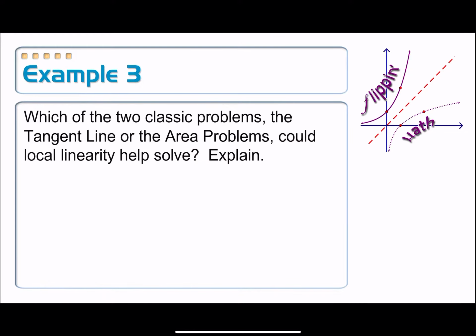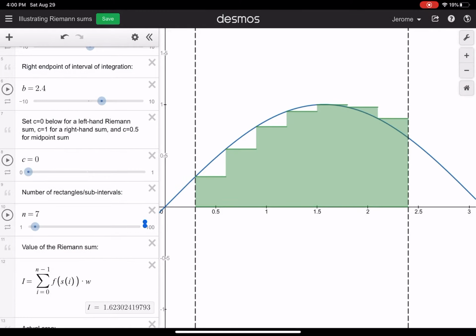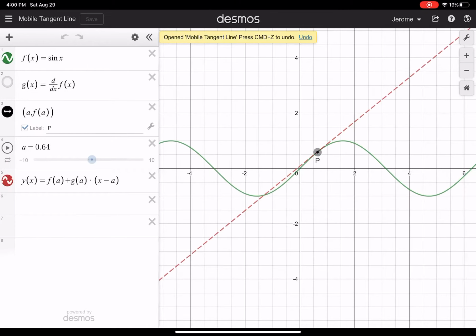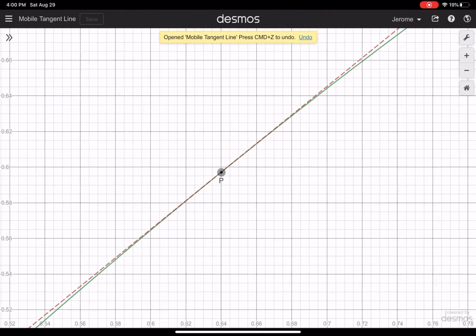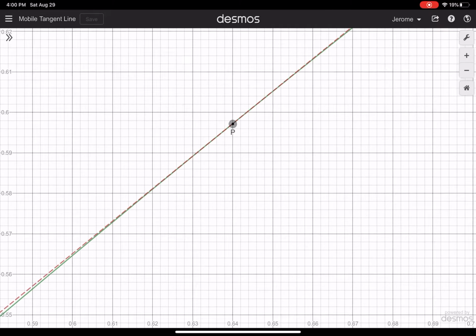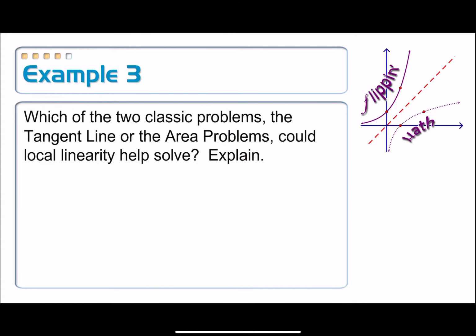So here's one final question for this part of the lesson. Which of these two classic problems, the tangent line or the area problem, could local linearity help to solve and explain? Well, we kind of already answered that on Desmos when we looked at this graph for the tangent line, and we were able to zoom in on the graph, and the function itself was getting closer and closer to the tangent line. So the answer to that question, of course, is that local linearity helps us with the tangent line problem, and it's associated with the slope of a line at a particular point.